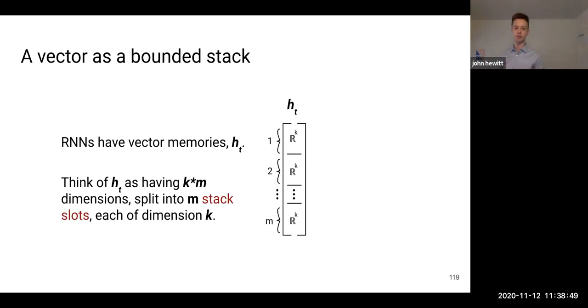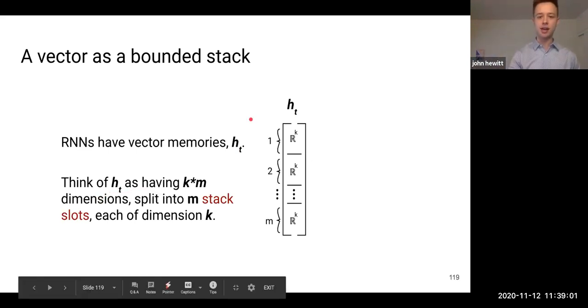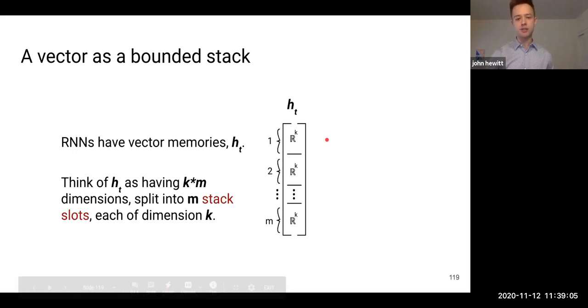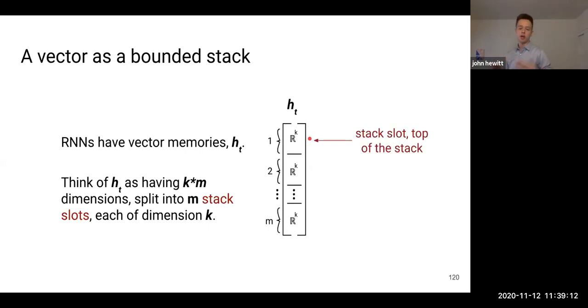So RNNs have a vector memory called h_t. And for now, we can think of h_t as having dimensionality k times m. That's not what we said before, but for pedagogical purposes, k times m. And we're going to conceptually split it into m stack slots, each of dimensionality k. So you just say the first k is the first slot, the second k is the second slot, and we call them stack slots because each one of them is going to optionally encode something on the stack. So maybe the top of the stack is stored at the first stack slot, for example.